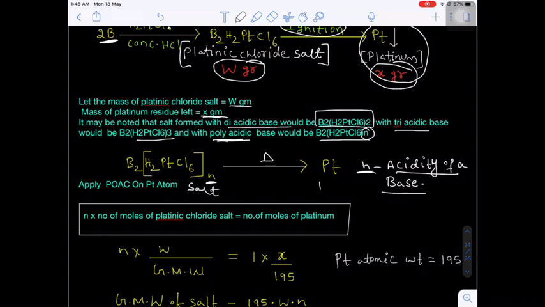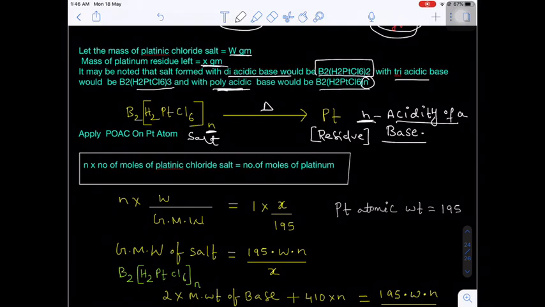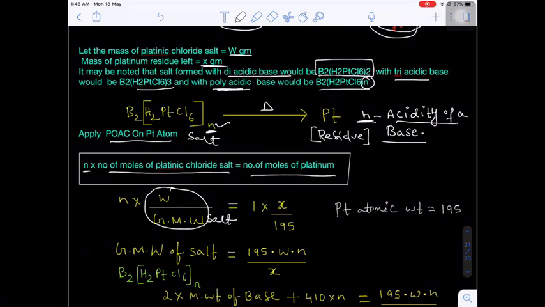On ignition, platinum will be the residue. Again we are applying the same concept, POAC, on the platinum atom. Whatever platinum atoms are present in the salt, they are completely converted into pure platinum metal. Now what is the platinum index here? n. n into the number of moles of platinic chloride salt is equal to the number of moles of platinum. How to find the number of moles? Given mass upon molar mass. This is the molar mass of the corresponding salt.